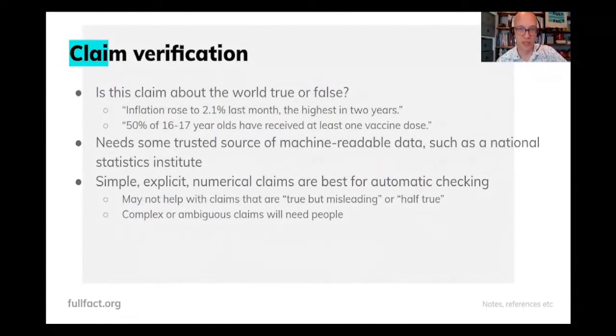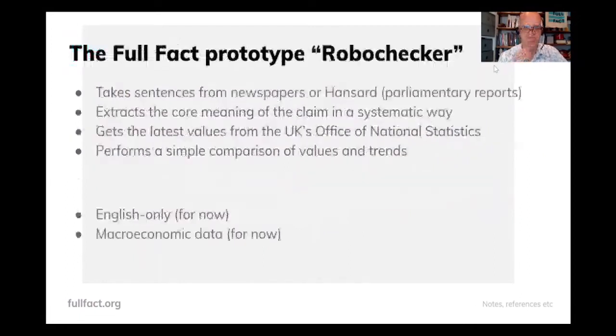To automate this process, we do need some form of machine-readable data, such as from a National Statistics Institute, which can provide us with data that a computer can read directly. Then, given some simple and explicit, often numerical claims, it is possible to automatically verify whether these are true or false. So it won't help very much with claims that are technically true but misleading or half true, and nor will it help with very complex or ambiguous claims. Here we still need expert fact checkers to do the work. But there are some simple ones where we can get software to help us out.